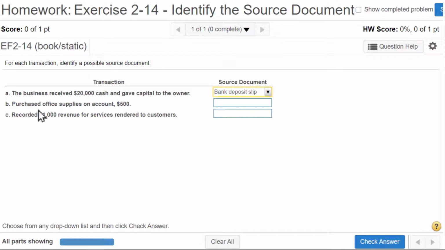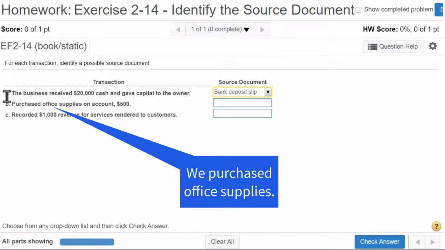Now the next transaction, purchased office supplies on account. So if it says purchase, that means we purchased. So we purchased office supplies on account. We promised to pay $500 later. So how would we know to record this type of transaction? Well, it's from an invoice. And then the question becomes, is it a purchase invoice or a sales invoice?